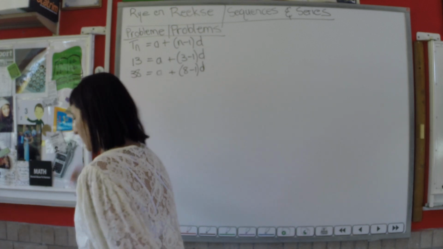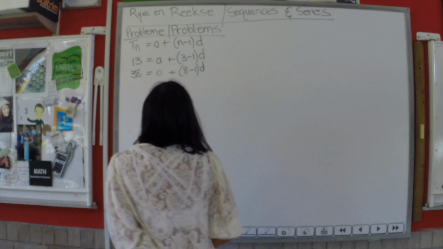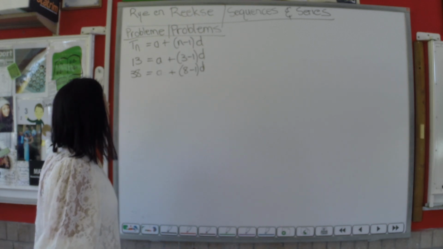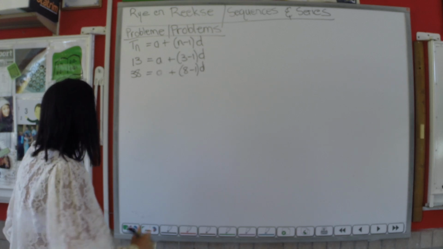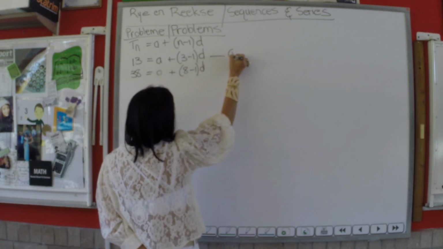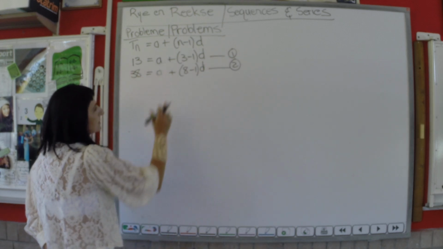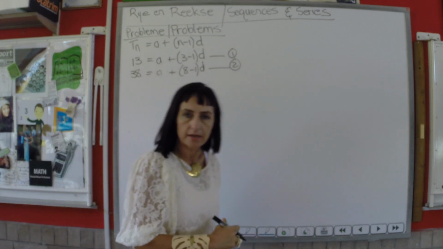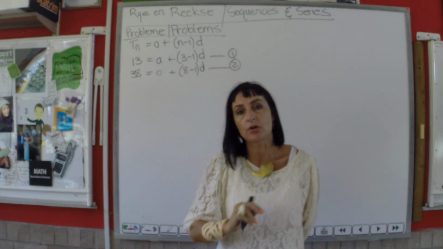Agste term is gelyk aan 38. En die vraag is nou, bepaal die eerste 3 terme van die reeks. Determine the first 3 terms of the series. Now we've got 2 equations and we've got 2 variables, A and B. Nou, weet julle al uit graad 9 uit. If we've got 2 equations and 2 variables, we can solve it.